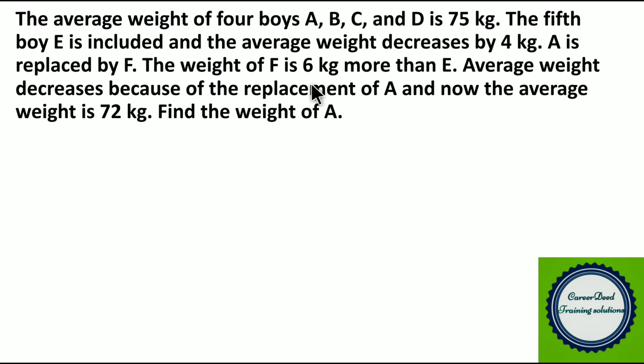Okay, now the average weight of 4 boys A, B, C, D is 75 kg. So that is A plus B plus C plus D by 4 equal to 75. So what will be the sum? 75 into 4, you get 300 kg. Right, because if it is average, you will be writing it as A plus B plus C plus D divided by 4 equal to 75. So sum will be 4 into 75, you get 300 kg. So sum of these 4 boys is 300 kilogram.